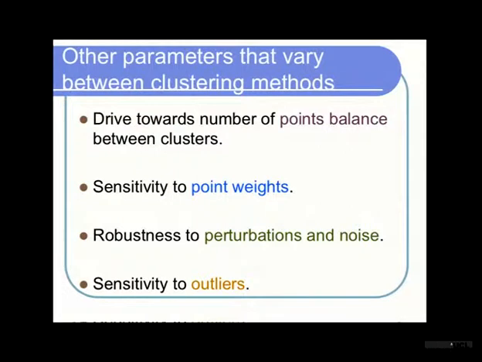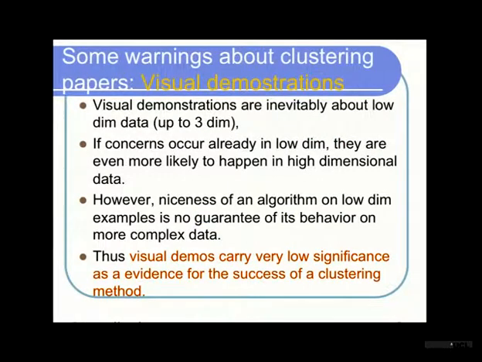I want to start to go towards the conclusion of this talk by giving some warnings about common things that you see in clustering papers. The first warning is against visual demonstrations. Visual demonstrations are very common in clustering papers, but if you do a visual demonstration, it's inevitably about low dimension. If you have problems already in low dimension, then it may be a good demonstration, because I can show you this algorithm fails already in dimension 2. So it's very likely to have problems with dimension 100. But demonstrating that your algorithm works nicely on two-dimensional data is no guarantee that it will work nicely on high-dimensional data.